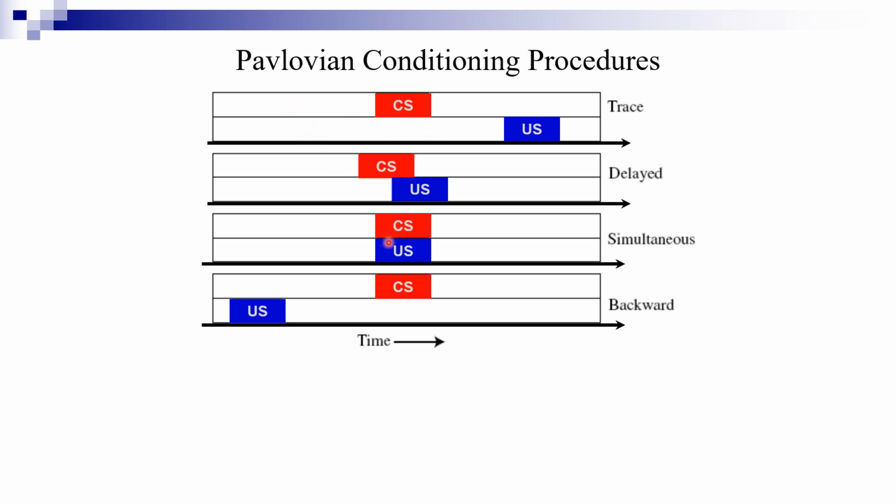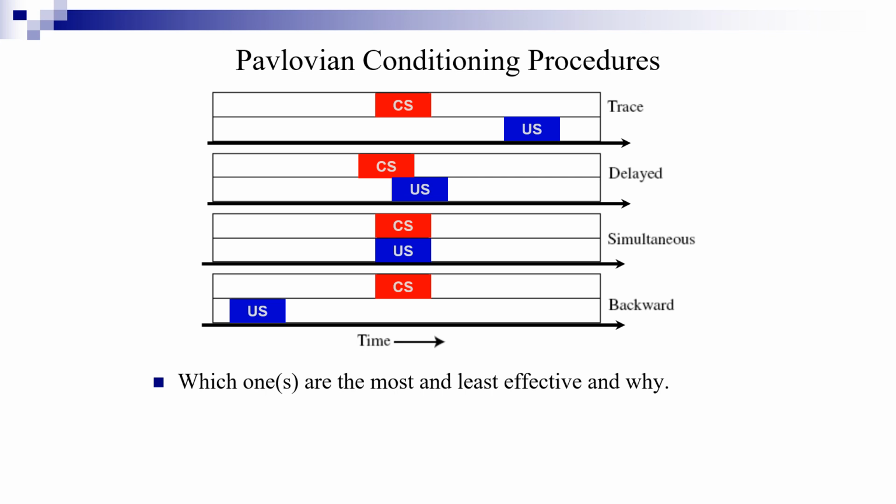Something else that we see is simultaneous conditioning. This is where we present the conditioned stimulus simultaneously with the unconditioned stimulus. And lastly, we have something called backward conditioning. This is where we present the unconditioned stimulus, and then we have a lapse in time, and then we present the conditioned stimulus. So it's occurring in the opposite order. Now, which of these are the most and least effective and why?